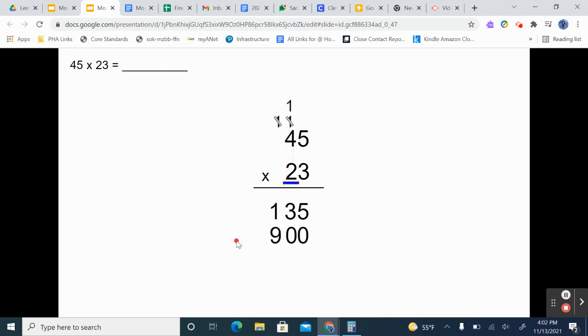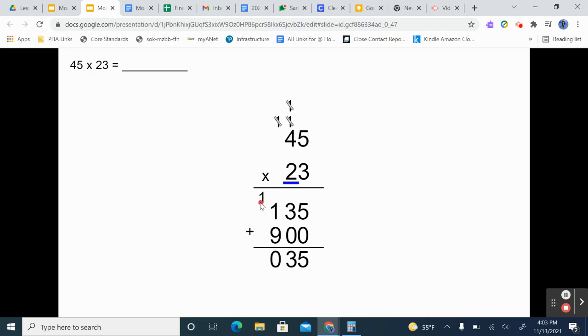Finally, we can add these two products together. So we're going to start by adding the ones place. 5 plus 0 is 5. In the tens place, 3 plus 0 is 3. And in the hundreds place, 1 plus 9 is 10. So place a 0 in the hundreds, regroup the 1 to the thousands.